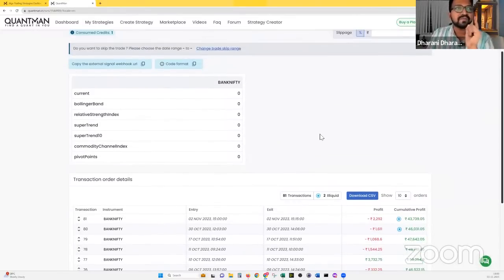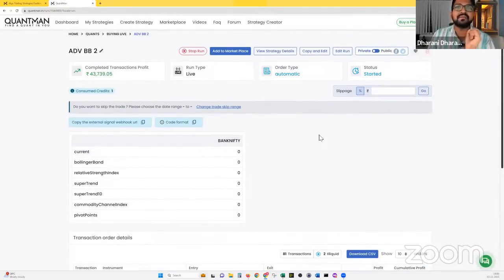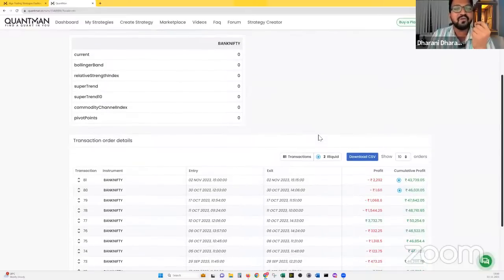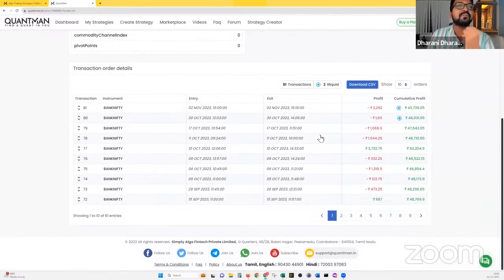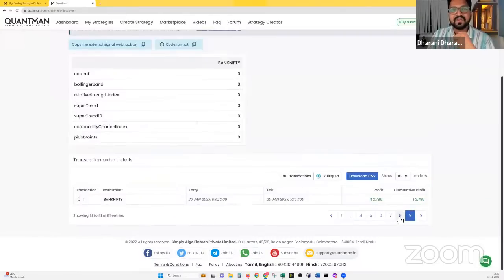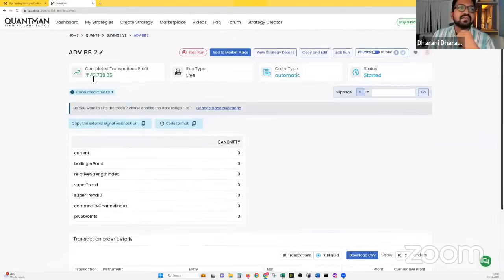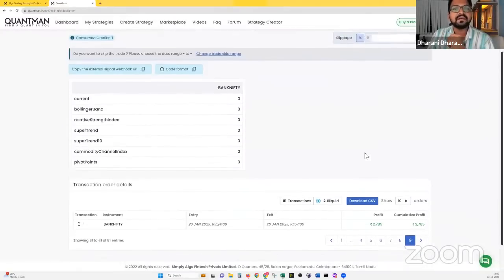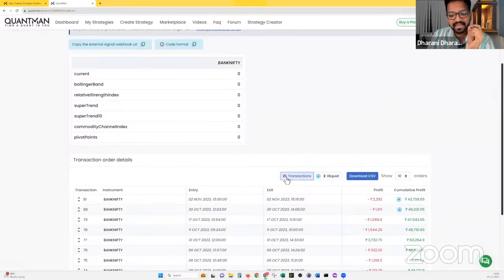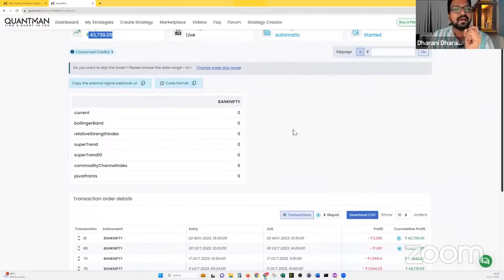See, now you guys will understand what is the hardest part of making money in option buying. It's not about the strategy. It's all about the inner peace. I'll show you how option buying is going to disturb you like anything. First and foremost, we have made like 43,000 rupees of profitability in the past 10 months. But in the past 10 months, only 81 trades have happened.